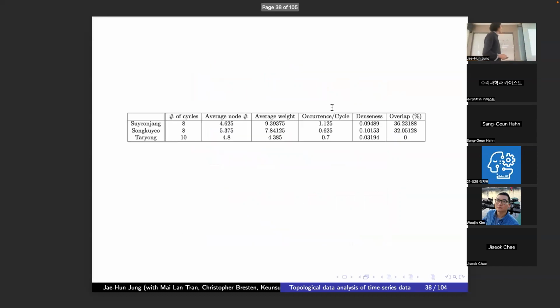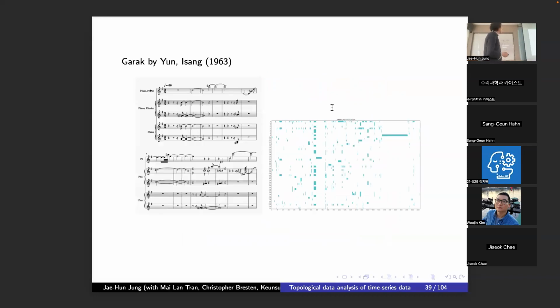So this is really interesting. This is completely zero, but you have an overlap matrix. We applied this to Unisang Karak, and you can apply this technique to Western music. So I spent too much time on music. Any questions?